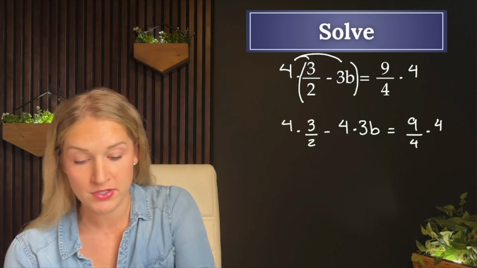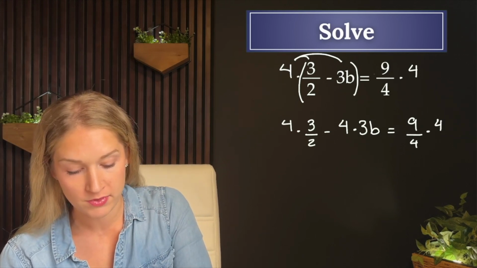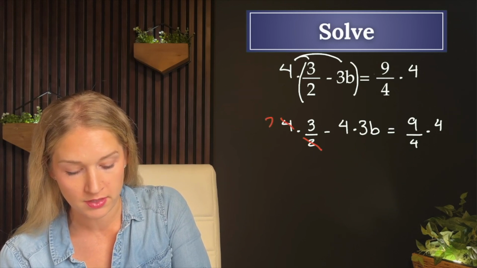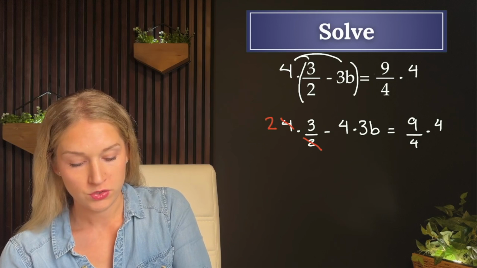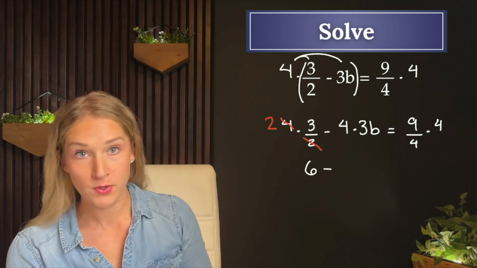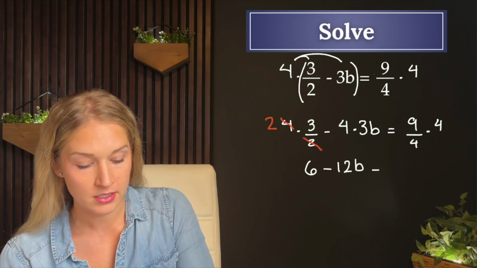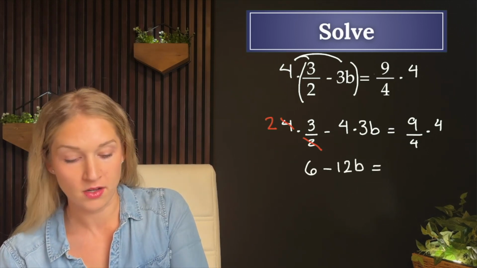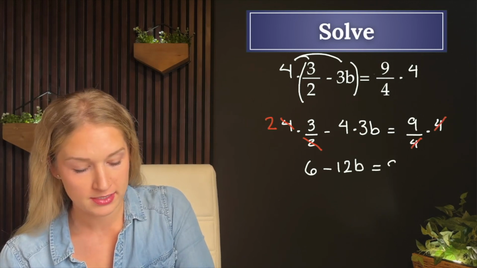So now I'll start reducing. On the left, I have 3 over 2 times 4, so I can reduce the 2 and the 4, and I'm left with just a 2 in the numerator. 2 times 3 is then 6, minus 4 times 3b is going to give me 12b, equals, and on the right hand side I'll reduce, 4 and 4 reduce, and I'm left with just 9.